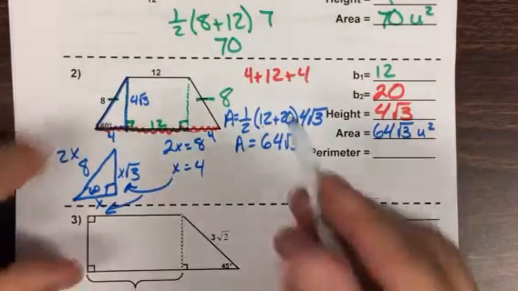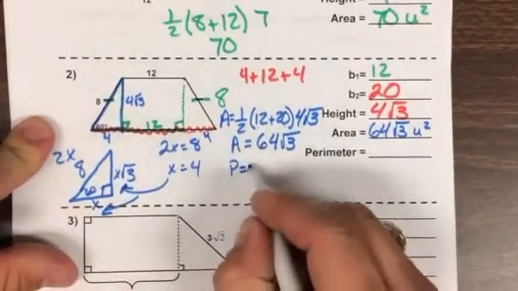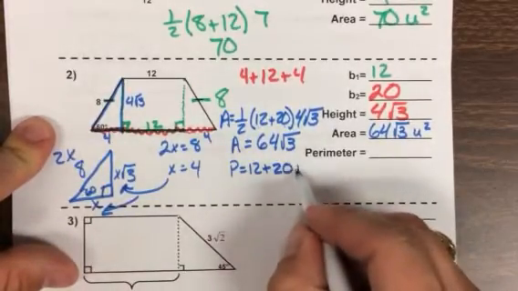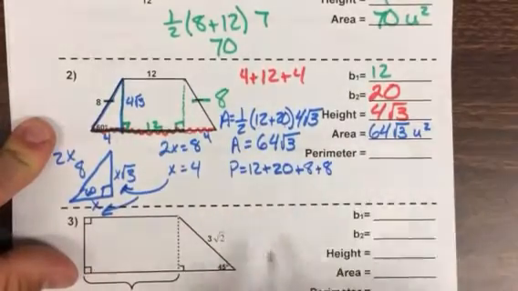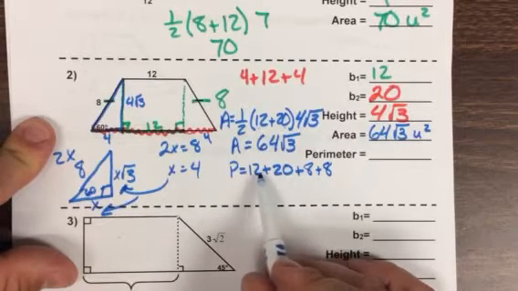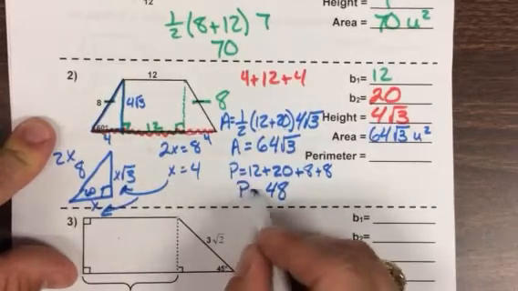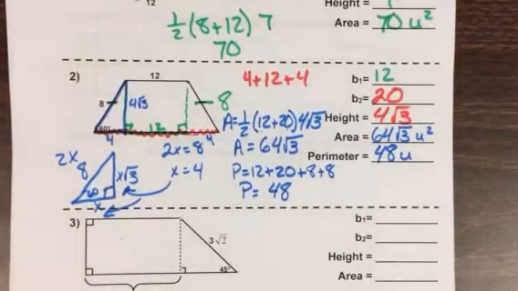Because now as I'm looking at my perimeter, we're just going to add up the outside. So I'm going to say base 1 is 12 plus base 2 of 20 plus my 2 legs that are congruent. So I'd say 8 plus 8. So that is 16, 36, 46, 48 would be my perimeter. And that is how you are going to find the area and the perimeter of trapezoids.